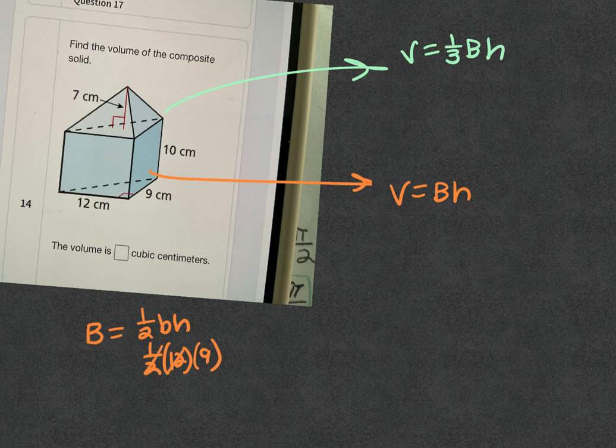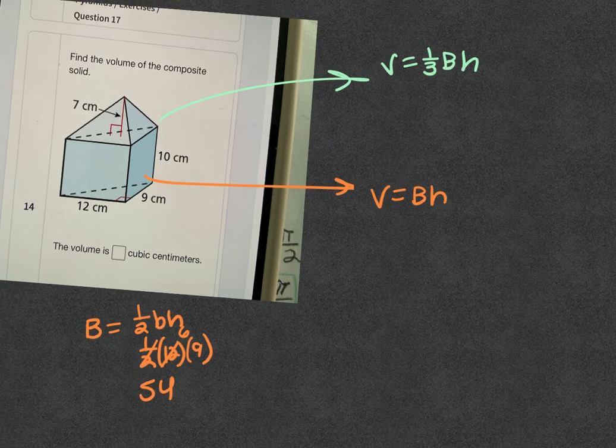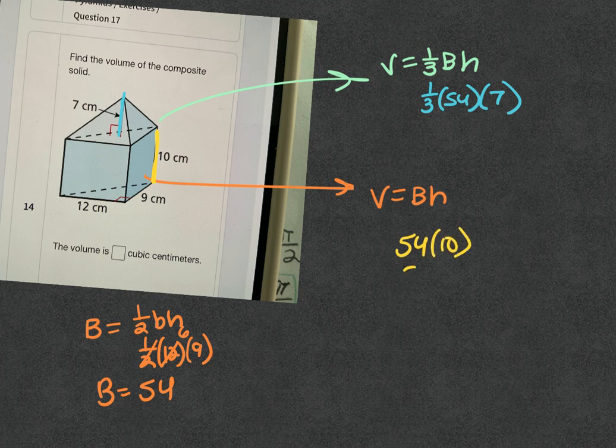That order doesn't matter. So this would be 54 centimeters squared if I wanted the area. And then the height of the pyramid is 7. So it'd be 1/3 times 54 times 7. And the height of the bottom prism is 10. So this would be 54 times 10. So that's 540. This is 18 times 7, 126.